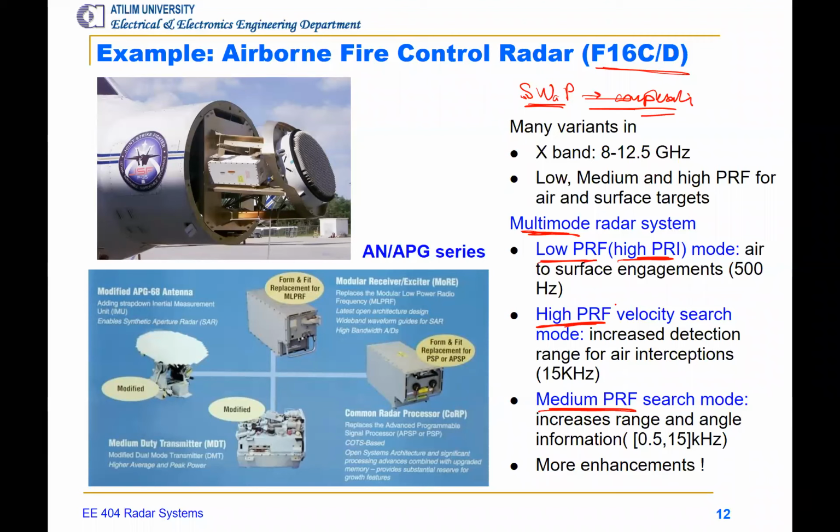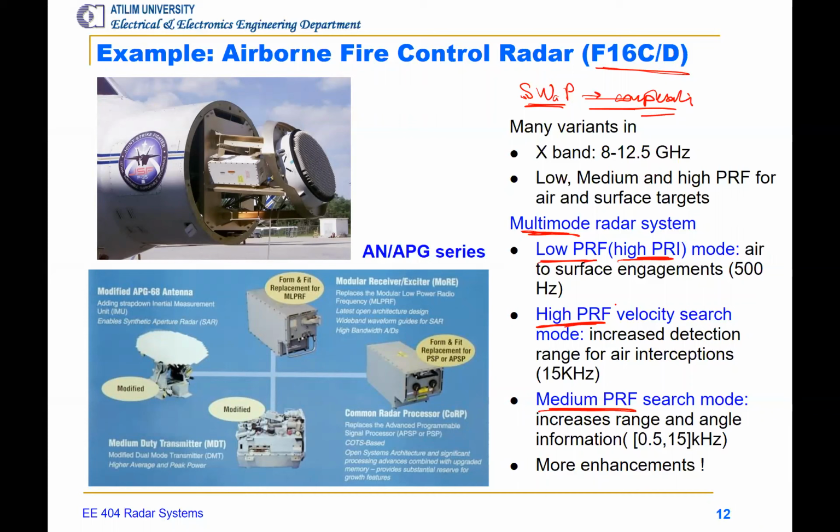So if the platform, if an F-16 wants to see something on the surface of the ground, usually the distance is long and the objects on the ground are slowly moving in reference to the platform, then it uses low PRF, okay? On the order of kilohertz, and typically here it is 500 hertz.